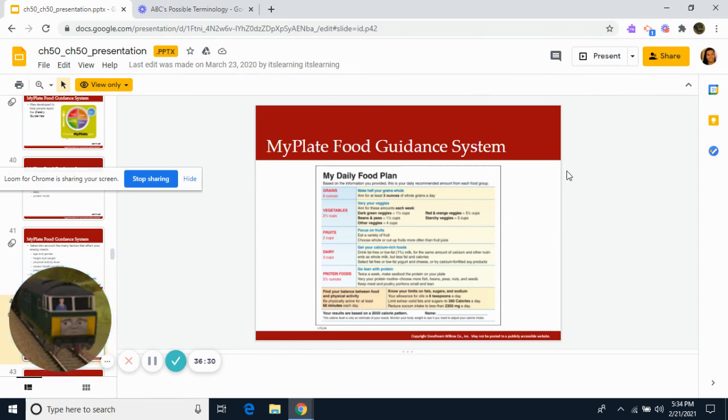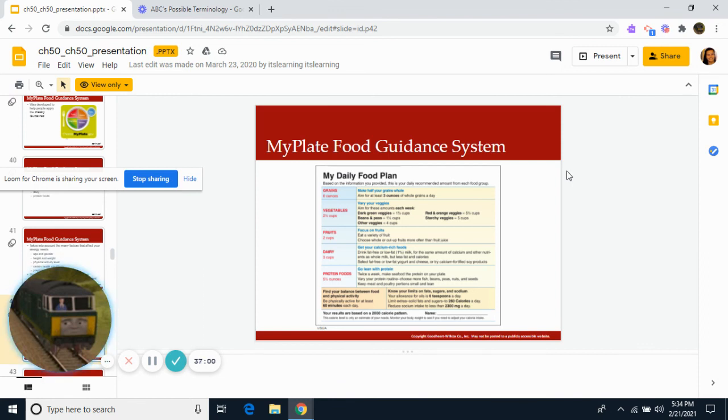Dark green veggies, 1.5 cups. Beans and peas, 1.5 cups. Other veggies, 4 cups. Red and orange veggies, 5.5 cups. Starchy veggies, 5 cups. Fruits, 2 cups. Eat vitamins every day. Focus on fruits. Eat a variety of fruit. Choose whole or cut-up fruits more often than fruit juice.